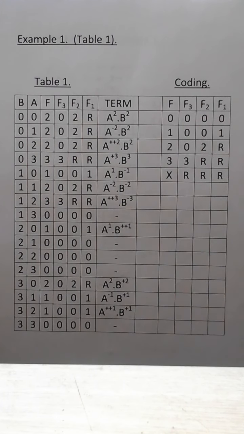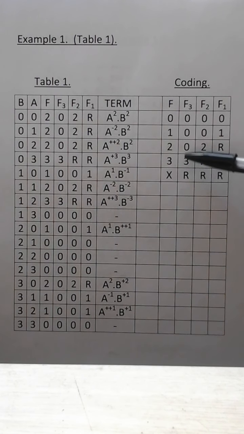For a 0, F3 and F2 and F1 are equal to 0. For a 1, F1 is a 1, F2 is a 0 and F3 is a 0. For a 2, F1 is R, a redundant state, F2 is 2, F3 is 0. For a 3, F1 is a redundant state, F2 is a redundant state R, and F3 equals 3. And if F is a don't care state, 0, 1, 2 or 3, F3 and F2 and F1 are both R's. The value of R in F1 can equal a 0 or 1. The value of R in F2 can equal a 0 or 2. The value of R in F3 can equal a 0 or 3.